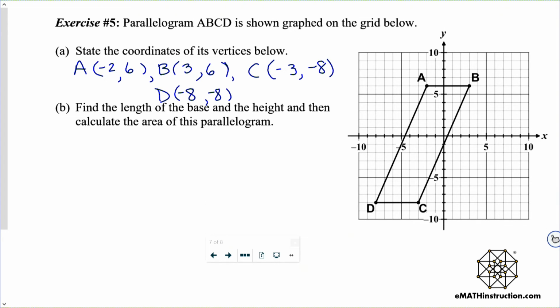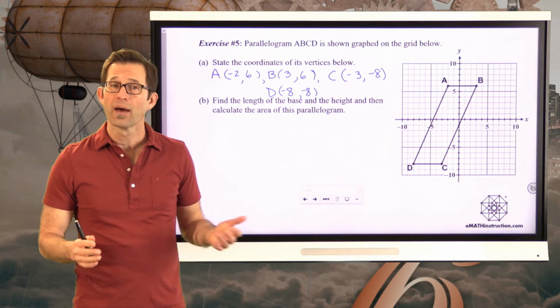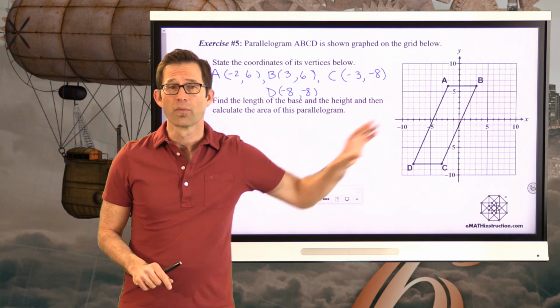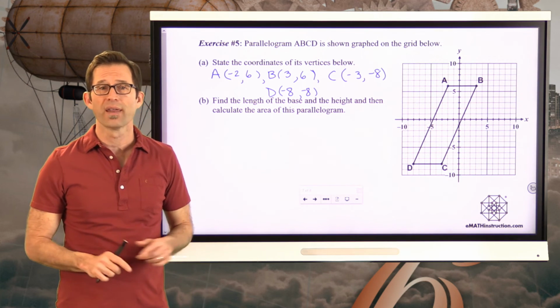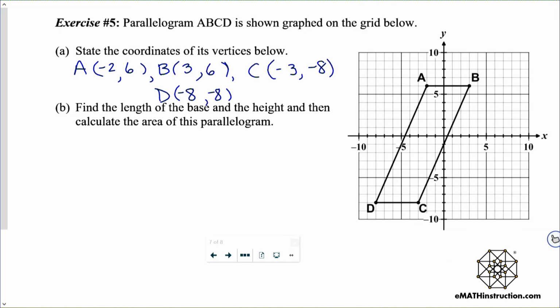It's very important. This is the first year you've ever dealt with negative numbers in general, right? And that means it's the first time you've ever dealt with negative numbers on the coordinate grid. So make sure you've got that down. Now let's take a look at letter B. Find the length of the base and the height, and then calculate the area of this parallelogram.